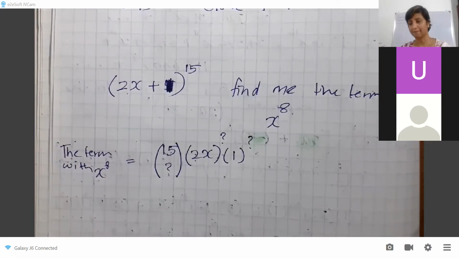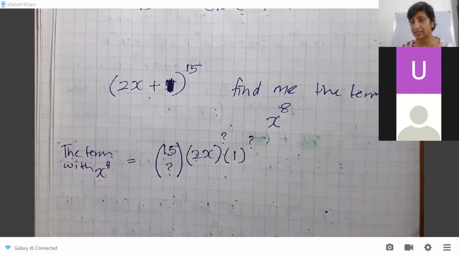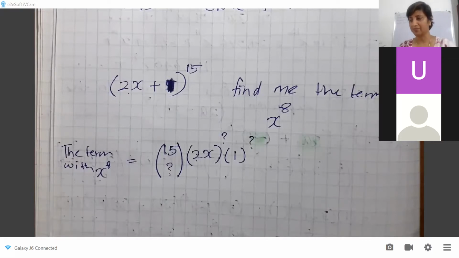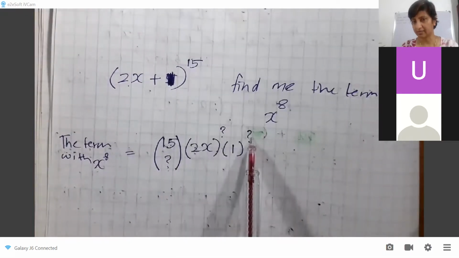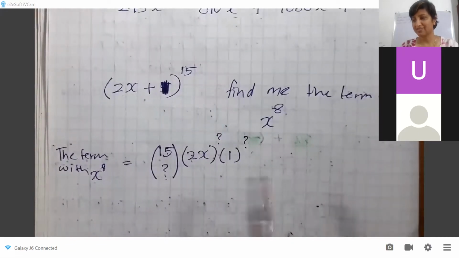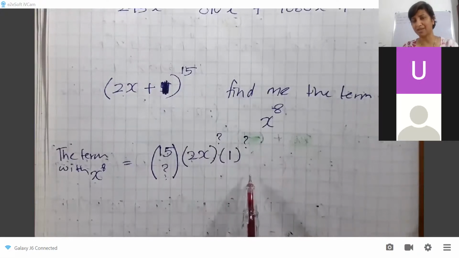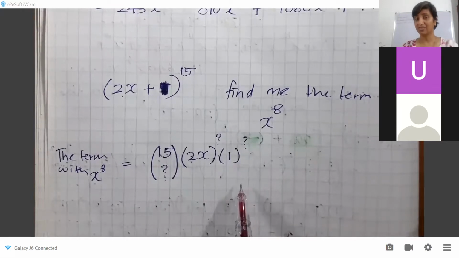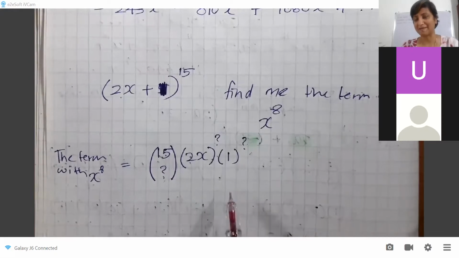Now, I'm looking for the term that has x to the power of 8 in it. That means I can immediately figure out one of the question marks here. Which question mark can I figure out? First question mark, second question mark, or third question mark, can I figure out immediately, because I am looking for the term that has x to the power of 8 in it? I can easily see what that question mark should be. Which one is that?